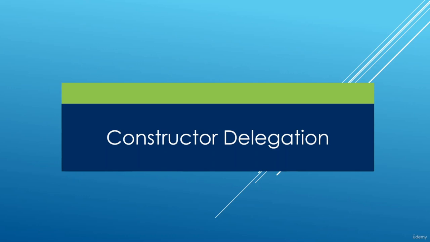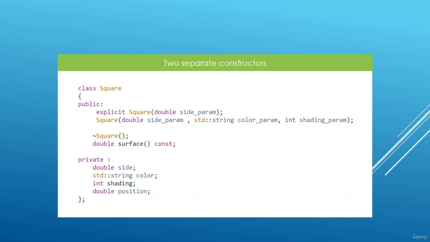In this lecture, we're going to learn about constructor delegation. This is a technique we have in C++ to have a constructor use another constructor and avoid code duplication. Suppose we have two constructors for our square class here. We have one that takes a single parameter and we have another that takes three parameters.